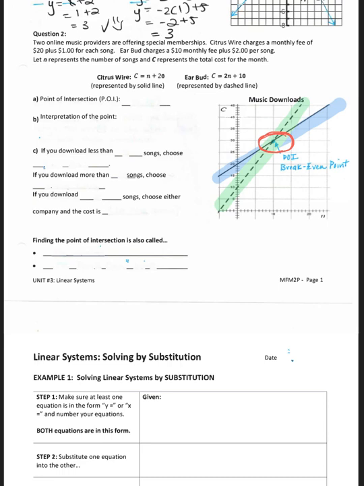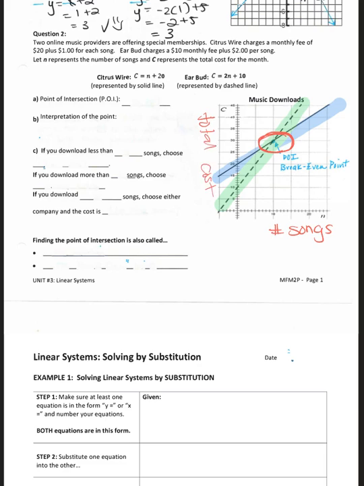This point of intersection is my break-even point. So this means that up until this point, I'm going to spend the same amount of money. Okay, so at this point, I'm spending the same amount of money on both services. So remember that we said N was the number of songs, so this is number of songs. They did a crappy job of labeling these axes. And C is the total cost.